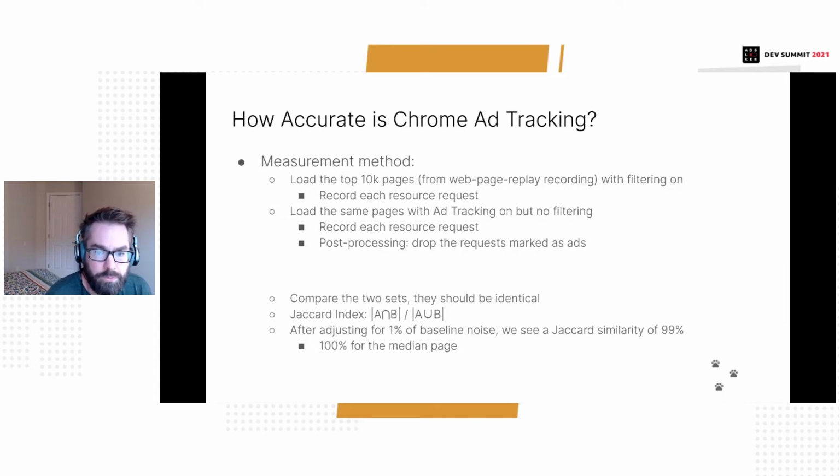So we've shown that our shrunken filter list identifies 99.9% of the ad requests, and that our ad tracking is identifying nearly the same set of resources as the shrunken filter list when filtering. So this is what gives us confidence that our interventions are working as intended. Oh, I should also note that the 99% number is after adjusting for 1% of baseline noise that I was talking about. For every 2 runs, even if they're both blocking, we see about 1% of noise in the difference in the request set.